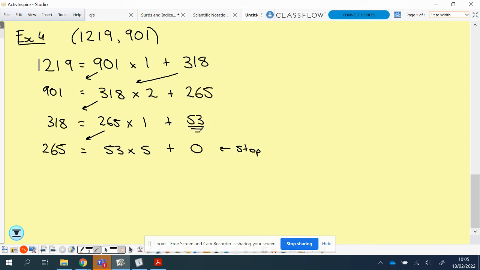Our previous remainder was our greatest common divisor, hence greatest common divisor between the numbers 1219 and 901 was 53. Okay with that, folks?